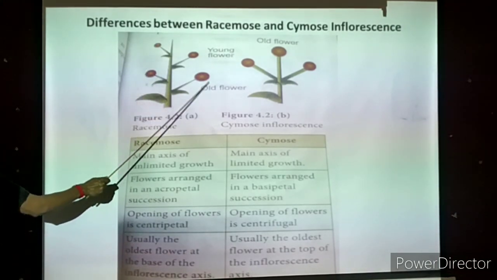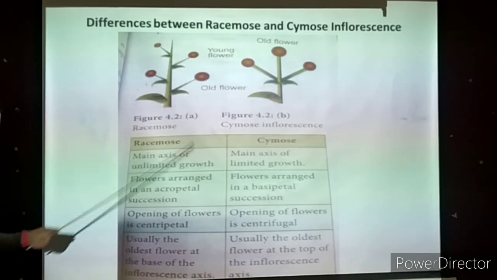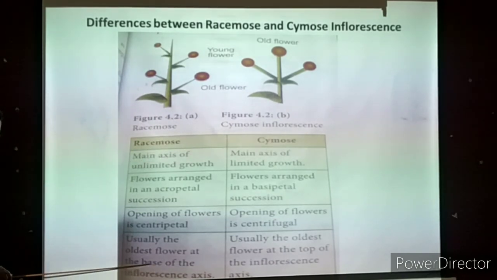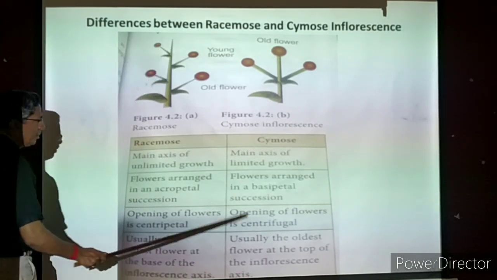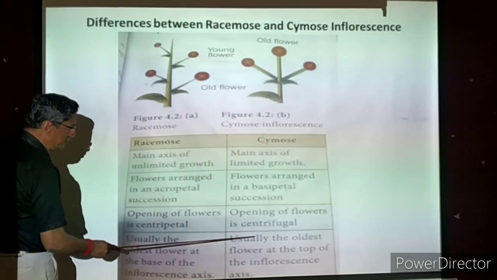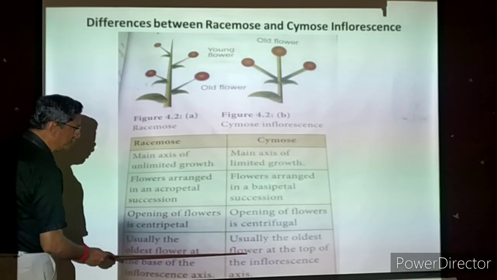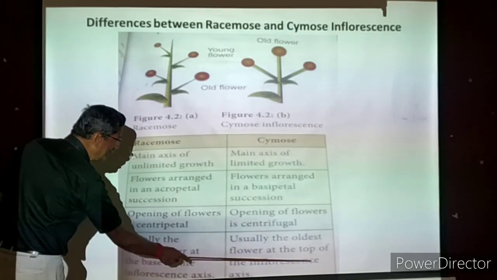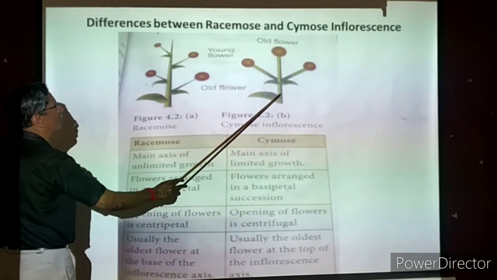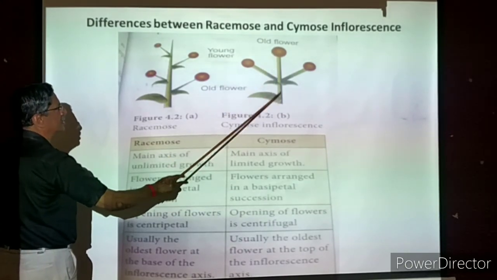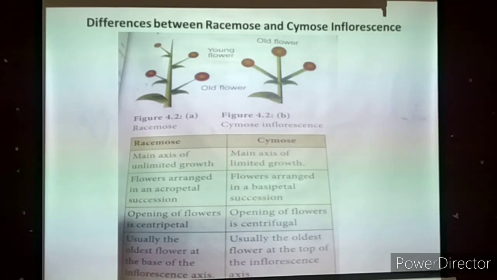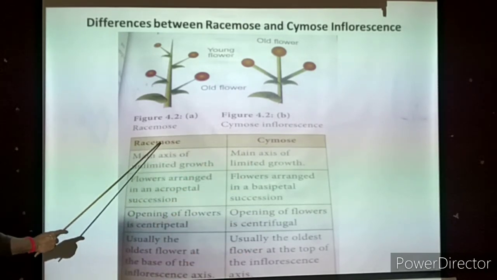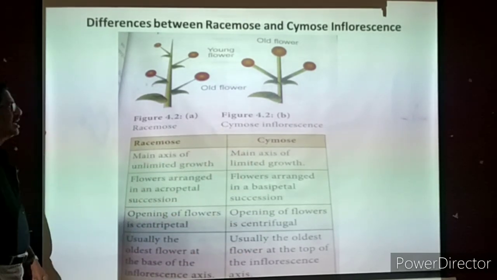Usually, the next point in racemose, usually the oldest flowers are at the base. I already told you, oldest flowers are at the base and the youngest flowers are at the tip, near the tip. Now that is that. But here, usually the oldest flower is at the top of the inflorescence axis. The inflorescence axis is the peduncle at the top. On the tip of that, the oldest flower is present. Now these are all the differences between racemose inflorescence and cymose inflorescence.